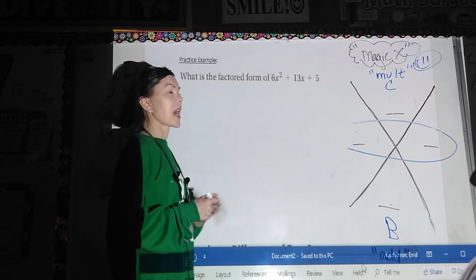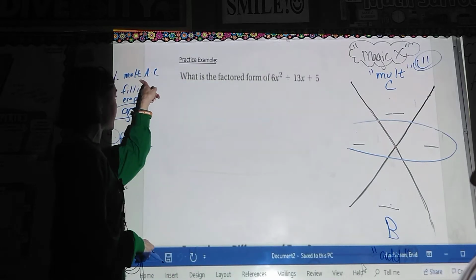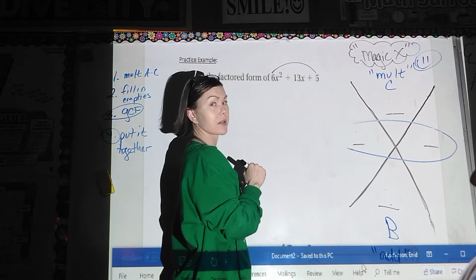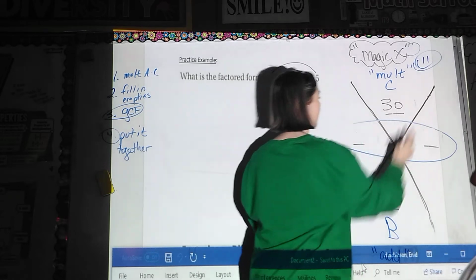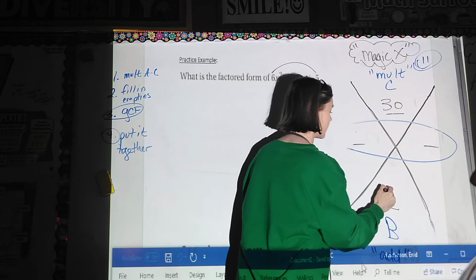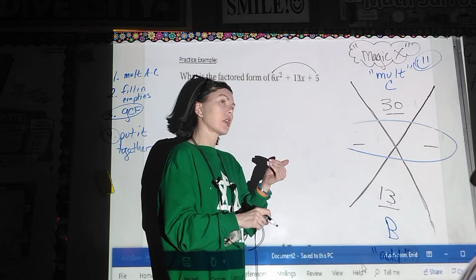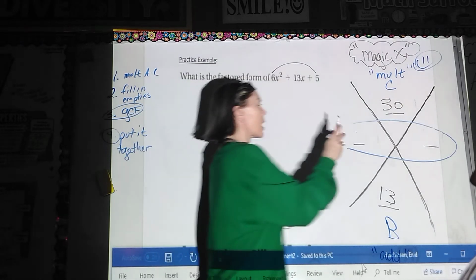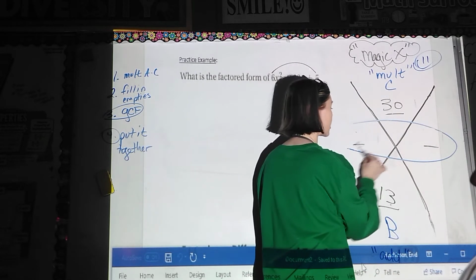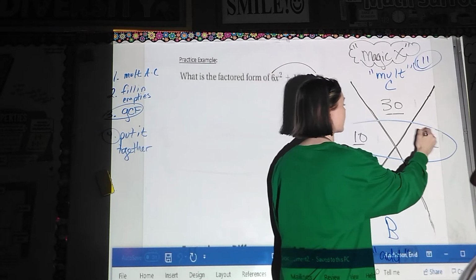Okay, so you just had some time to work on that yourself, and we're going to start with step 1. Step 1 is multiply A times C. So 6 times 5 is what? 30. Fill in the rest of the magic X. Our B term goes where? Here, 13. Okay, so what times what gives me 30? What two numbers, when multiplied together, give me 30, but when you add those two numbers together, give me 13? That would be 10 and 3.